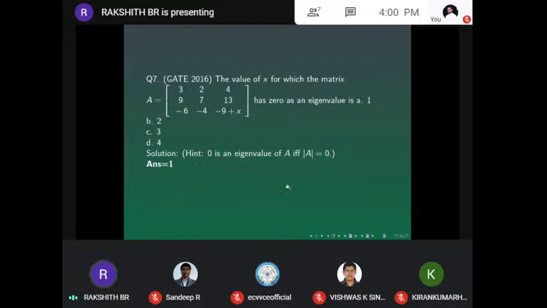Again, this doesn't mean that you need to find the determinant of this 3 by 3 matrix. You need to know when the determinant of A is 0. It is 0 if the rows are linearly dependent.